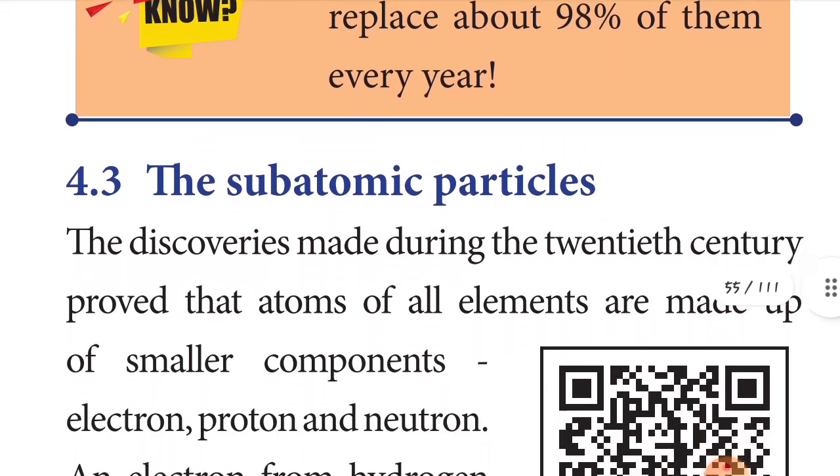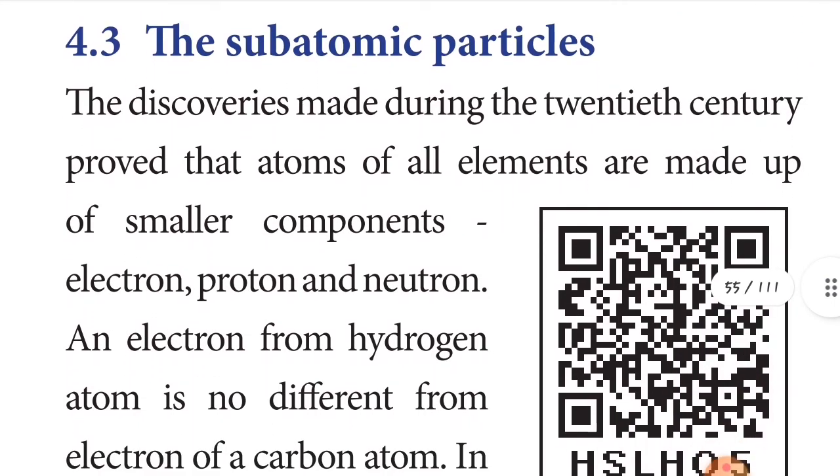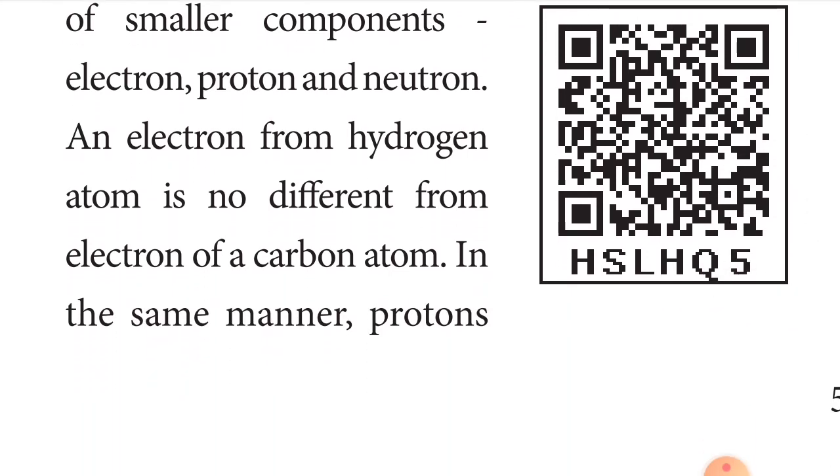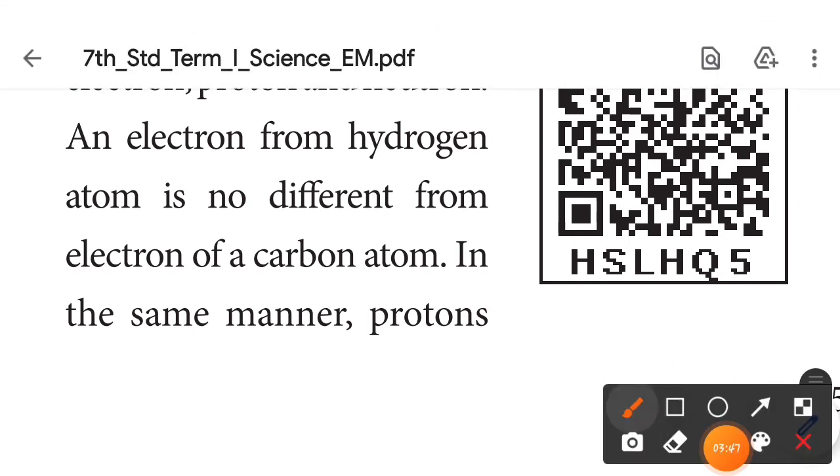7 billion atoms. Okay. And now let's move to the next important topic, subatomic particles. You know, children, the discoveries made during the 20th century proved that the atoms of elements are made up of smaller components. What are the smaller components, children? Electrons, protons and neutrons.